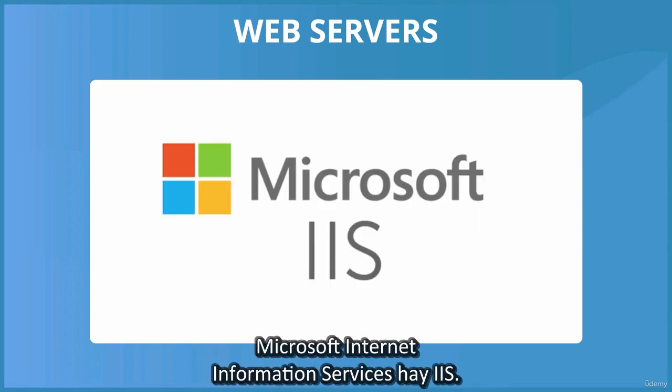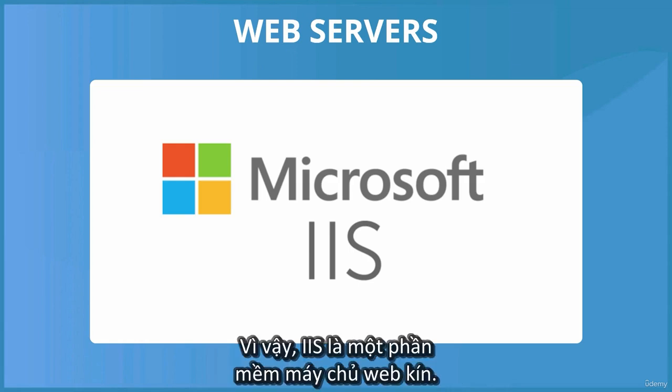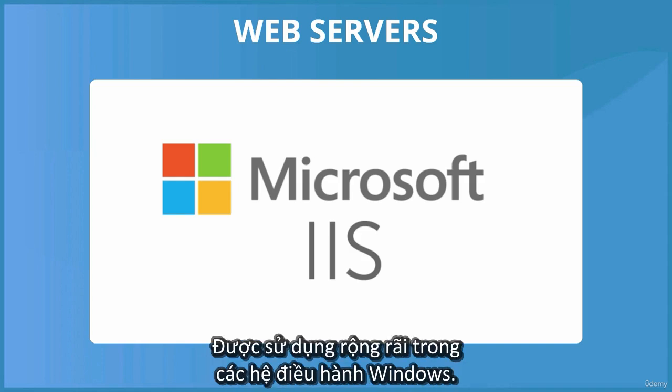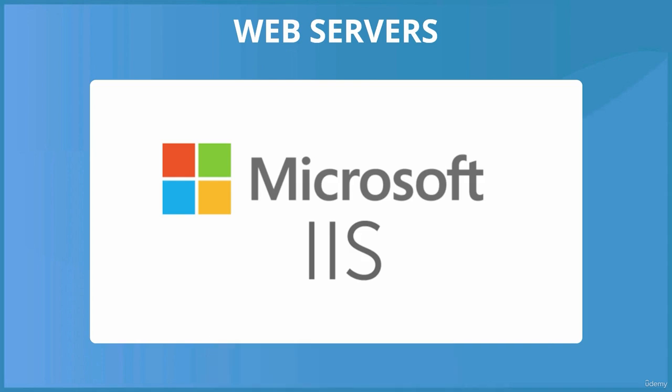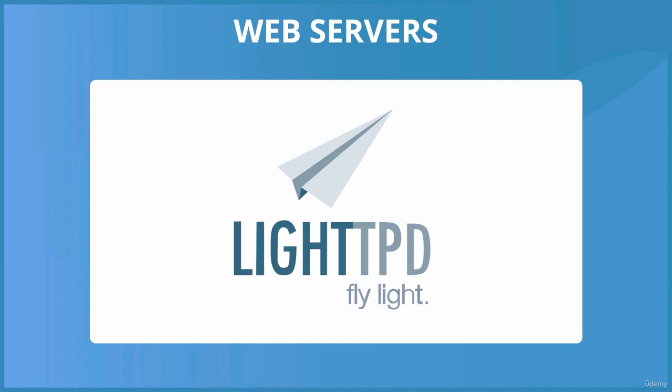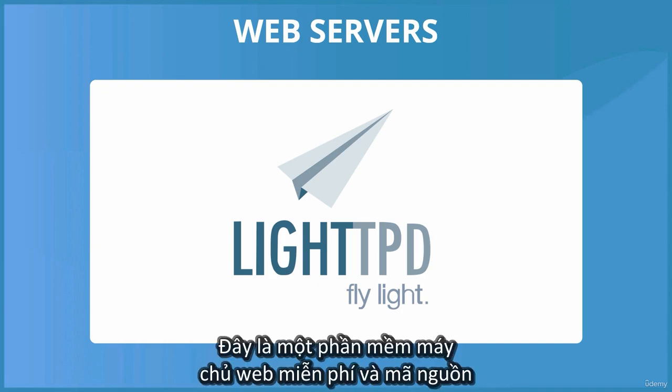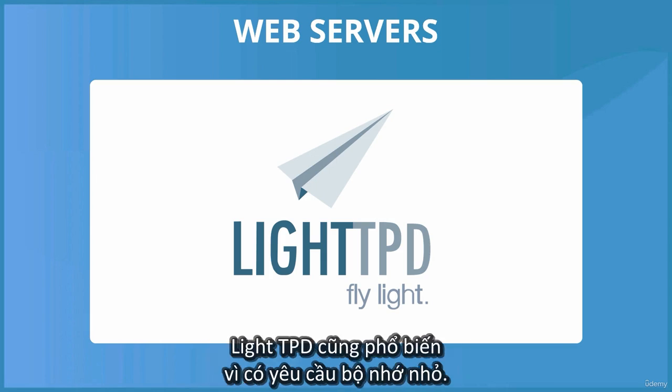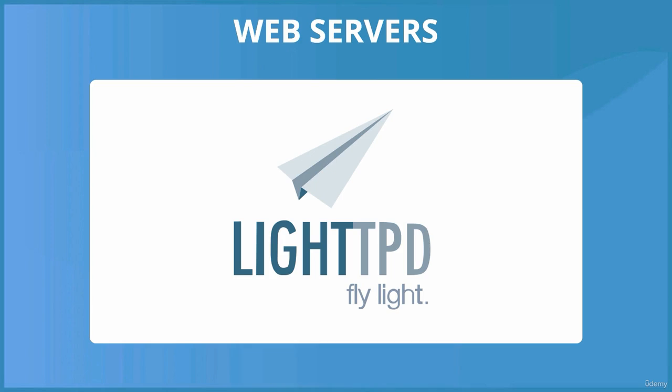Microsoft Internet Information Services, or IIS. So IIS is a closed web server software. It's developed by Microsoft, widely used in Windows operating systems. LightTPD. This is a free and open-source web server software that's known for its speed while requiring less CPU power. LightTPD is also popular for having a small memory footprint.